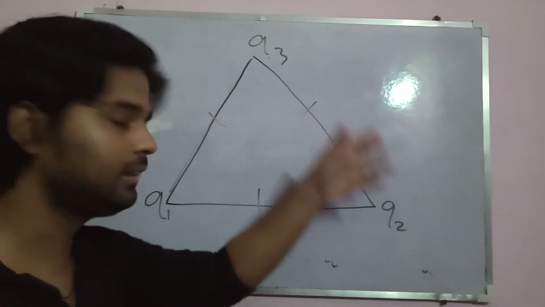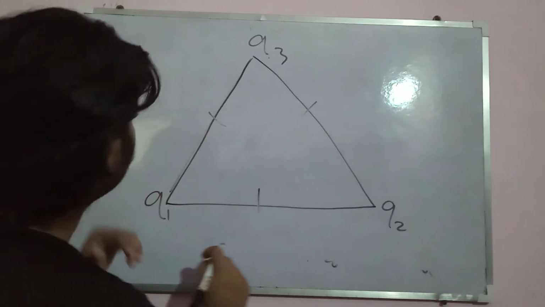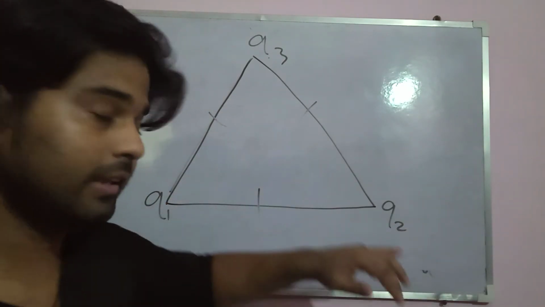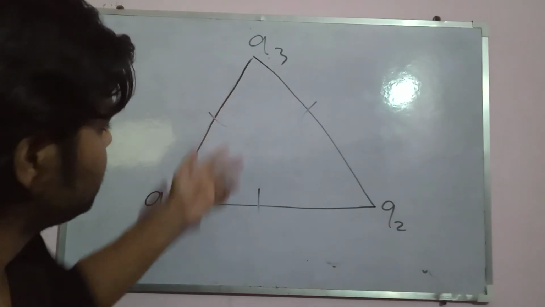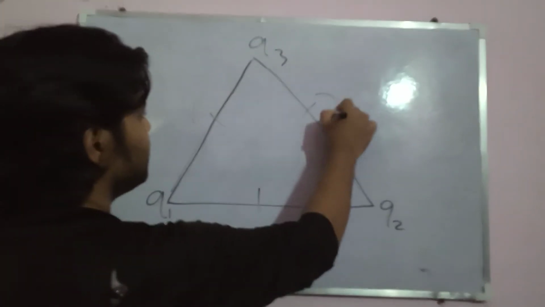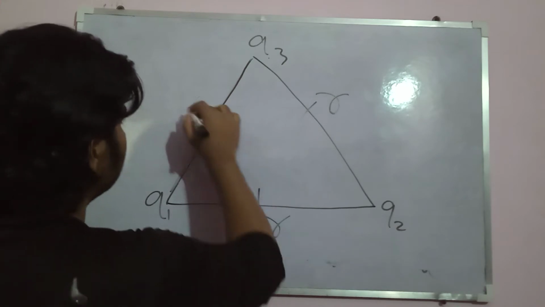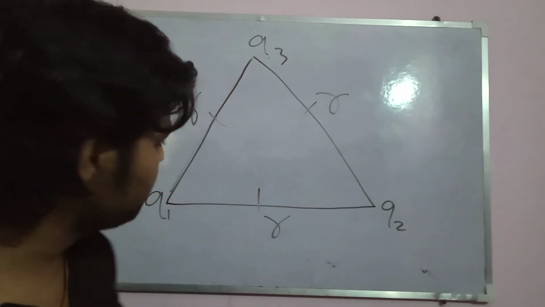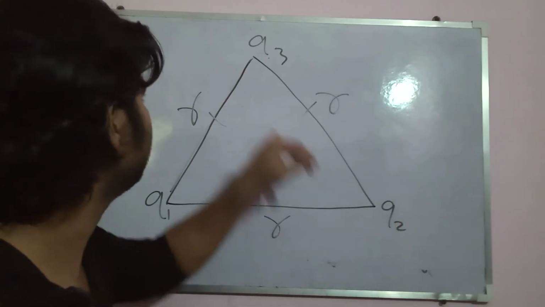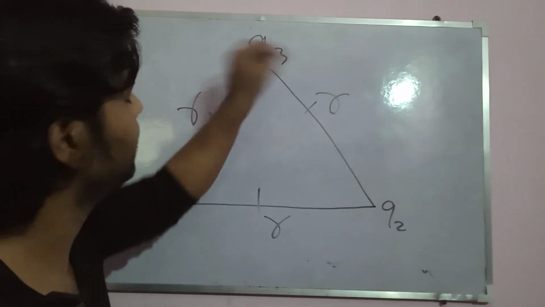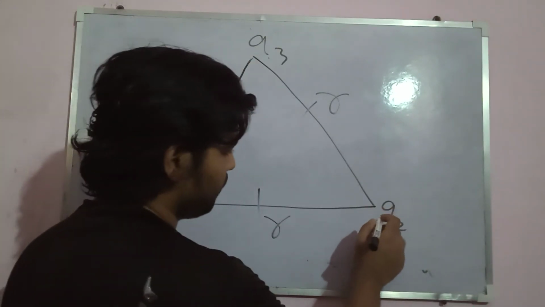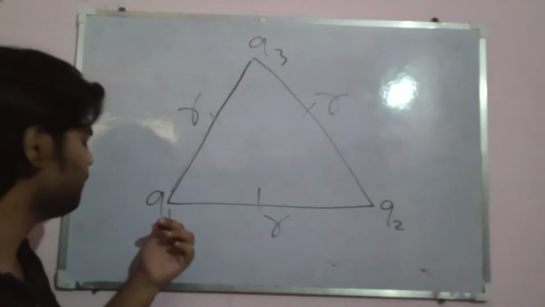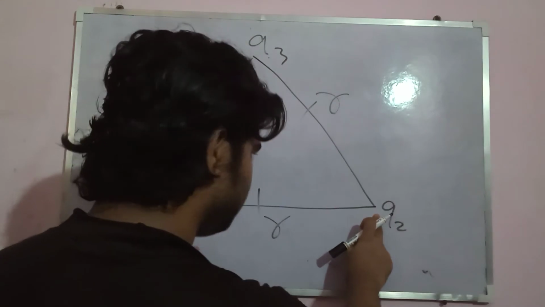See, this is an equilateral triangle. I have put three charges at the three corners of this equilateral triangle, and all the sides are equal. So I can assign the sides as R, R, and R. Now, our job is to find the force on Q2 by Q1 and Q3. As we know, all the three charges are positive.